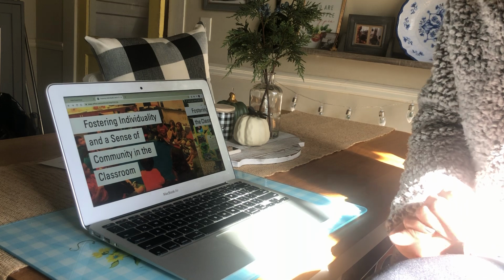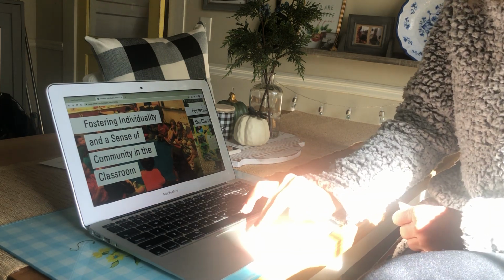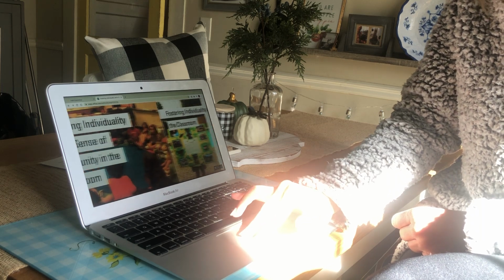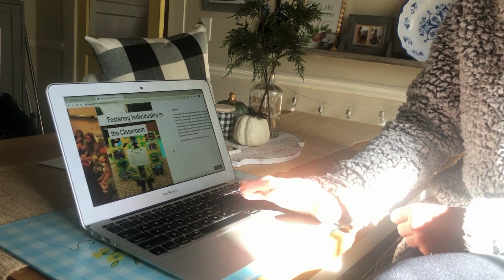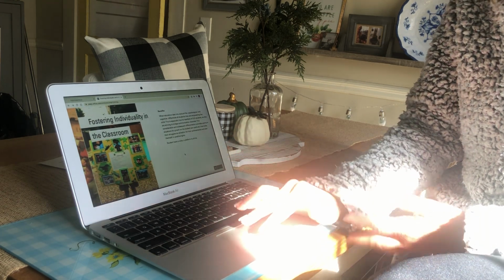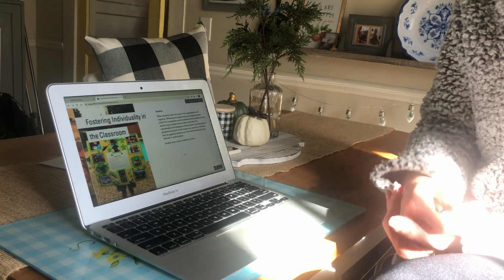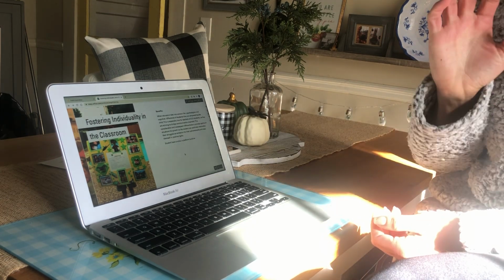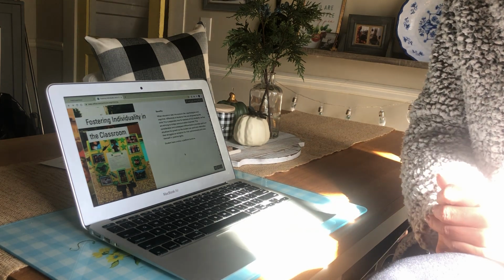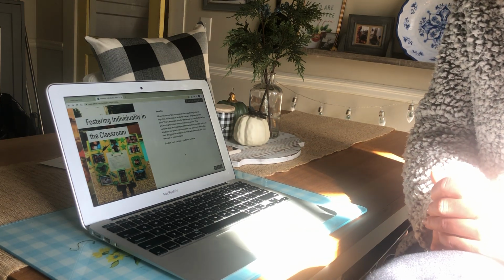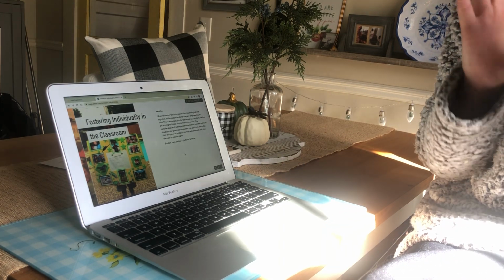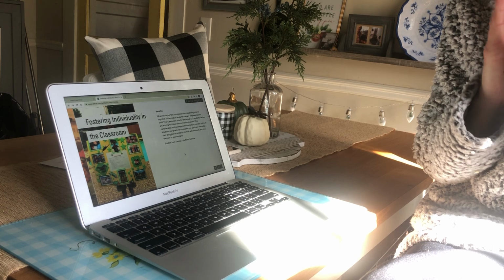She's just walking around. But anyways, fostering individuality and a sense of community in the classroom. Let's start by first looking at the individuality in the classroom and what are some benefits of fostering this. Well, when educators take into account not only the psychological and the cognitive differences of the students, they're empowering the child, okay? This is especially true for those culturally and linguistically diverse students.